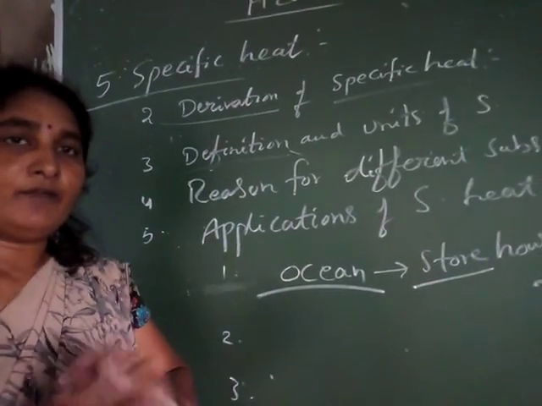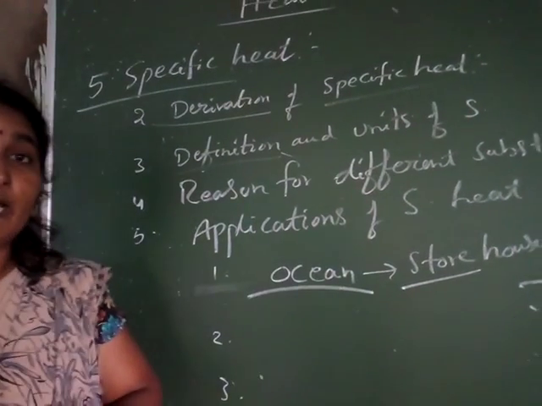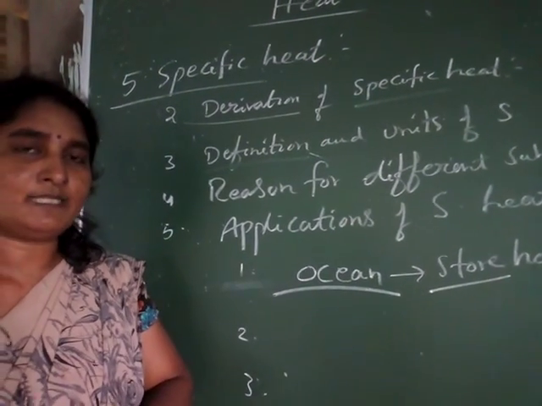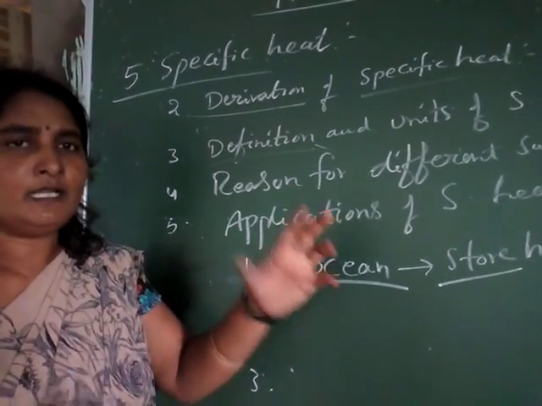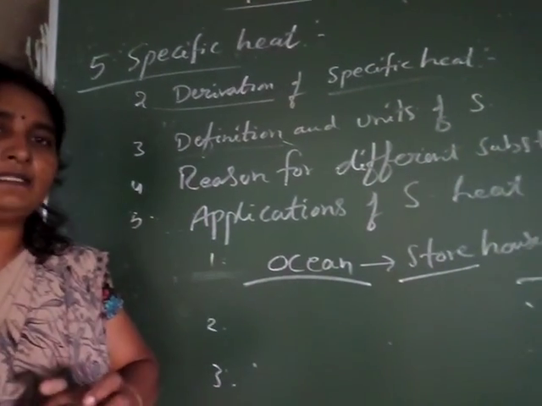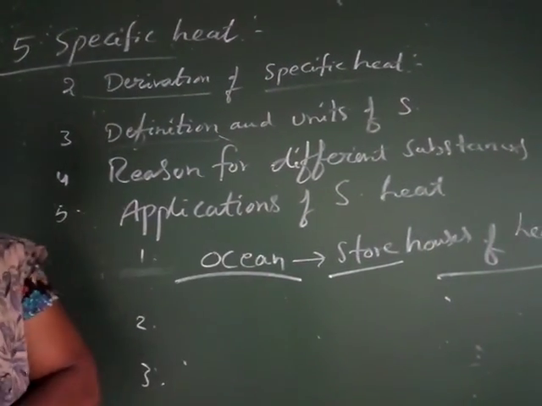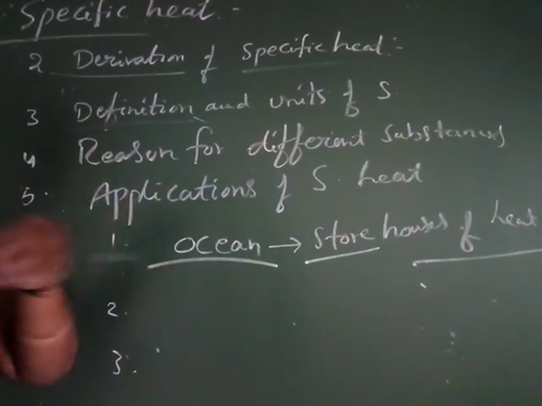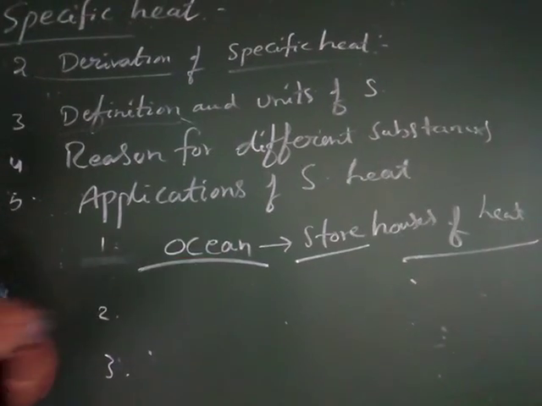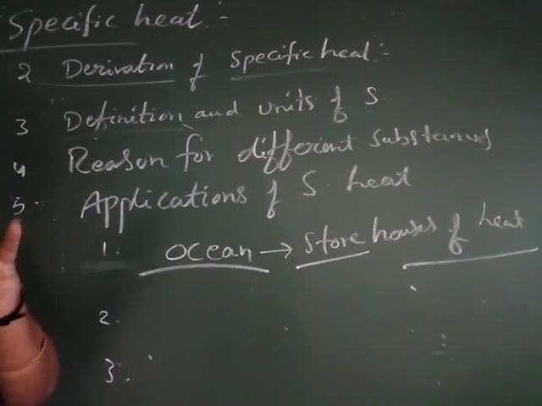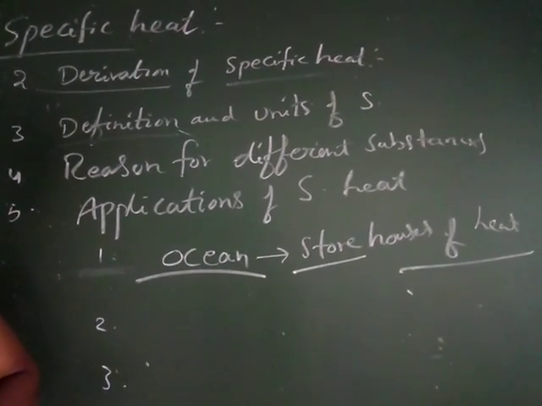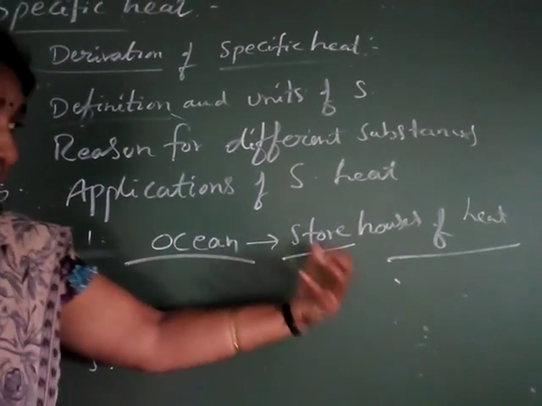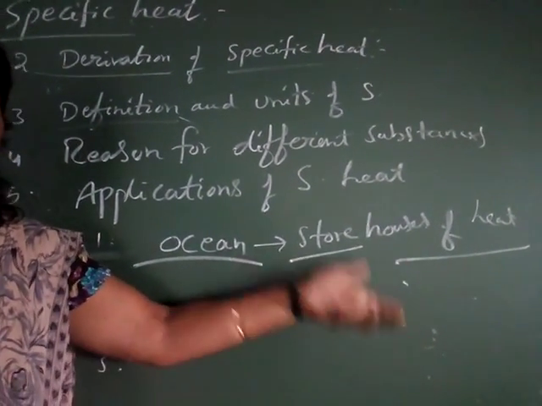In some planets, like Venus and Mars, in the morning it is completely hot, and at night it is completely cool. There is no equivalent environment on those planets. But on earth, the oceans act as storehouses of heat. Then what happens in the morning?